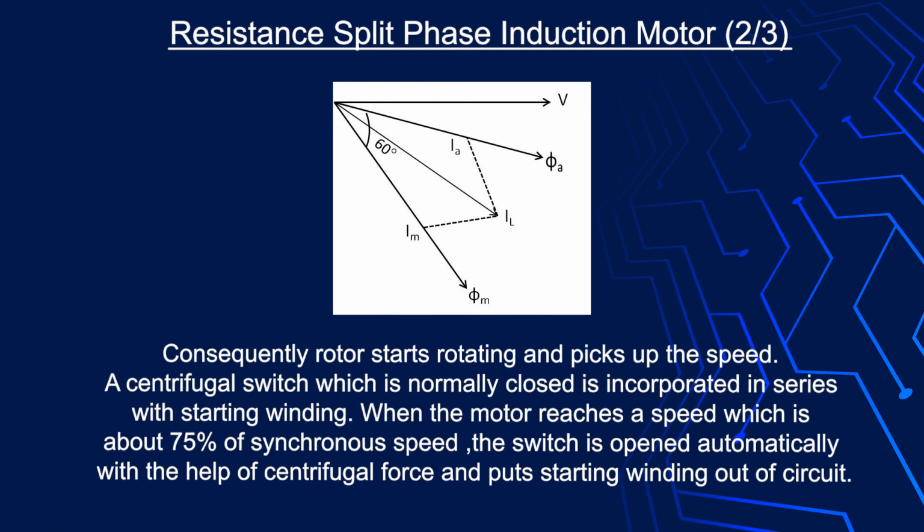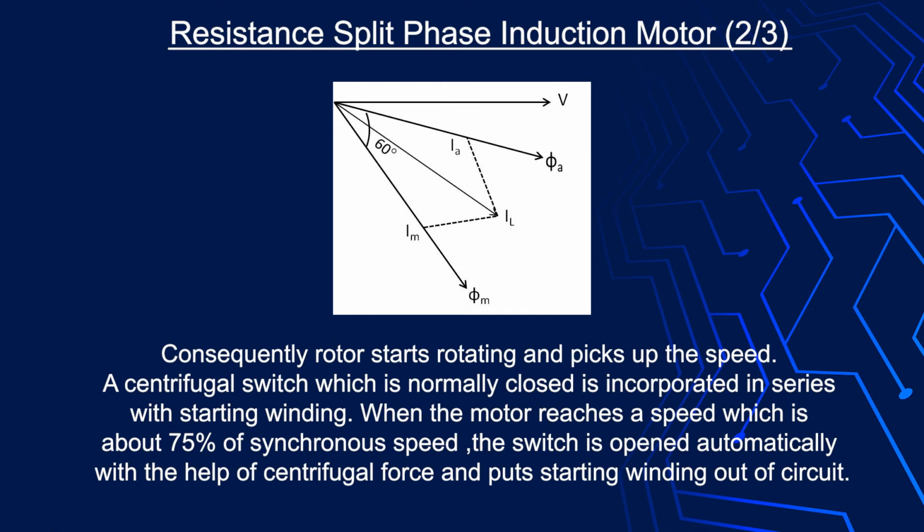As a result of this torque, the rotor starts rotating and picks up speed. Now a centrifugal switch which is normally closed is incorporated in series with the starting winding. So when the motor reaches a speed which is about 75% of the synchronous speed, the switch is opened automatically with the help of centrifugal force, and it puts the starting winding out of the circuit.